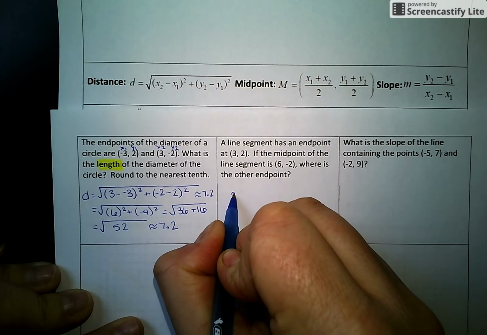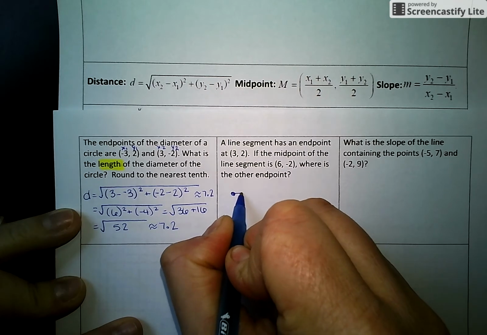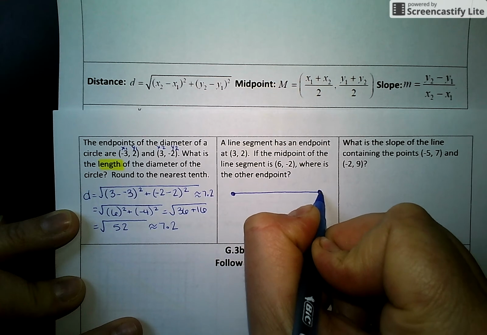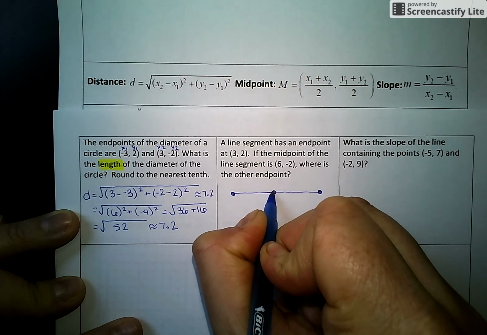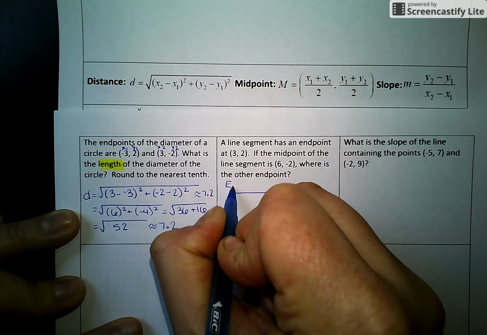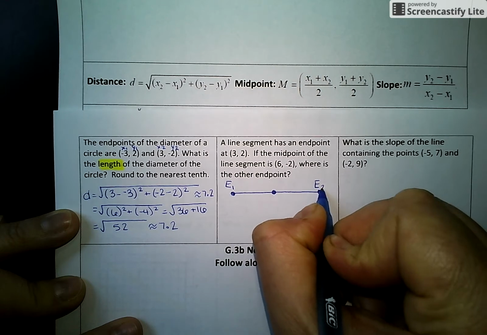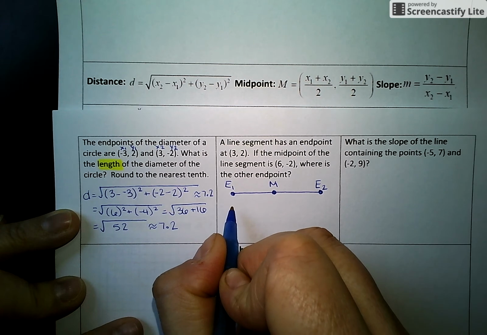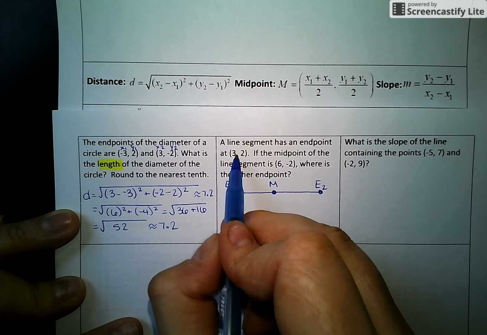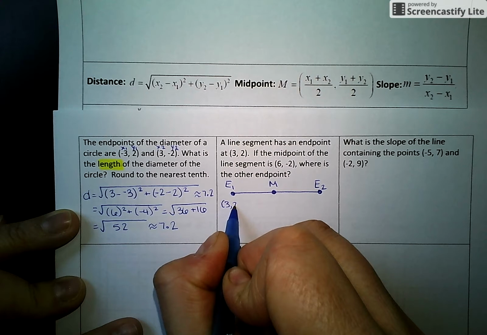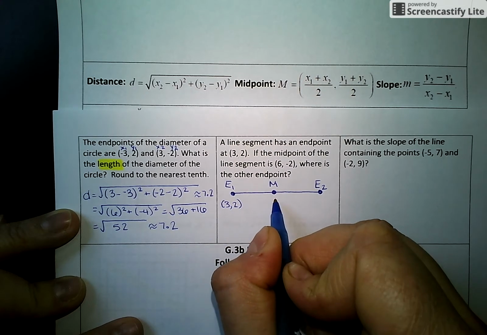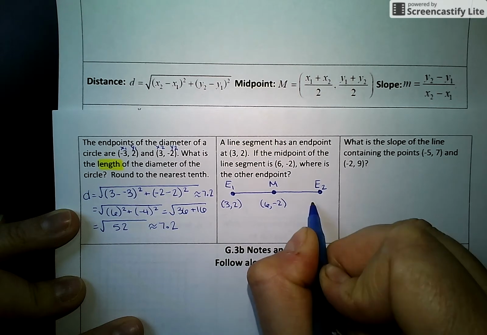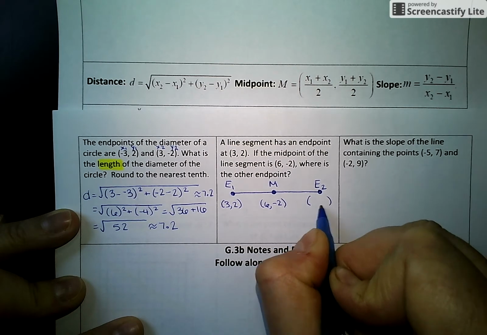Here's an endpoint with a line segment, the second endpoint, and the midpoint. Endpoint number 1, endpoint number 2, and midpoint. The problem tells me that a line segment has an endpoint at 3, 2. If the midpoint of the line segment is at 6, -2, what is the other endpoint?